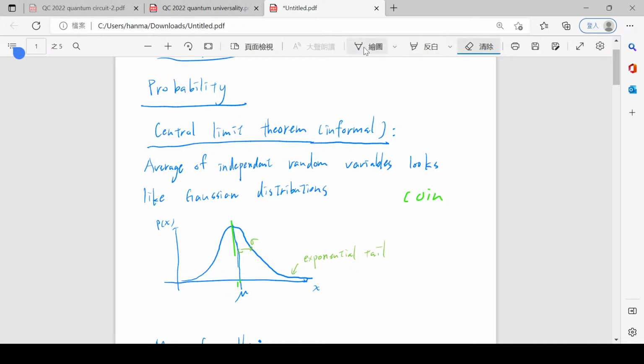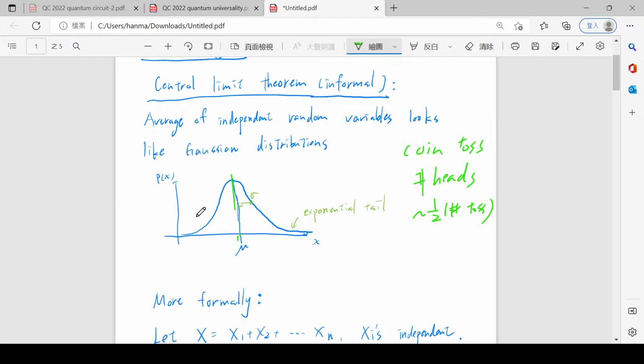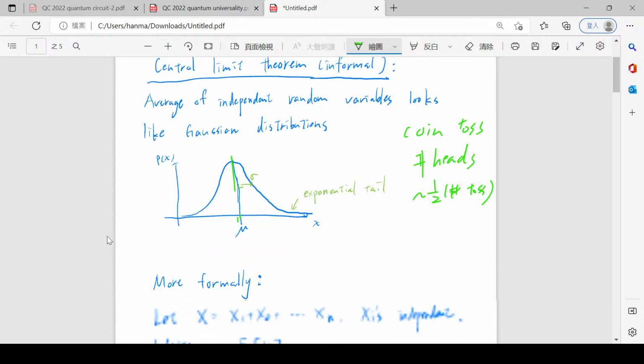So let's say something we expect is you do a coin toss. If you have a fair coin, then the number of heads should be about 1/2 the number of tosses. That's the thing we expect, and the probability that you have a larger deviation from this should be exponentially suppressed. Okay, so that's the intuition. Any questions so far?